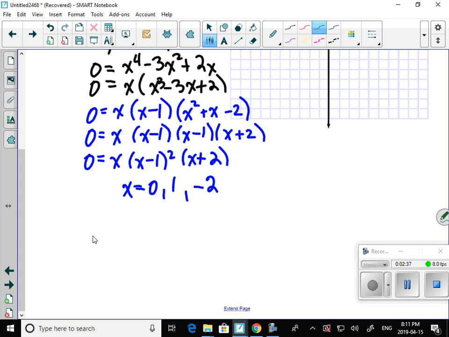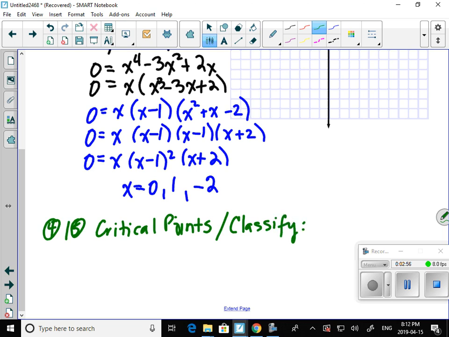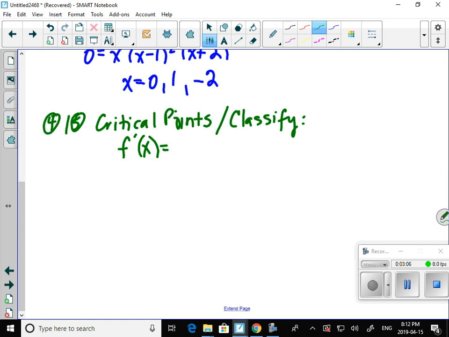All right, number 4 and 5. We'll just do those together. We're going to look for critical points, and we're going to determine if they're max or min. Okay, so for critical points, I need to know where my derivative is 0 or undefined. This one will not be undefined. Our derivative is 4x cubed, subtract 6x plus 2. I'm going fast, but I know you guys are speedy. I want to know where that thing is 0.